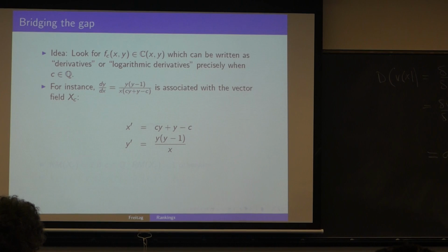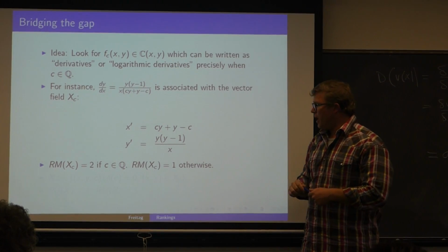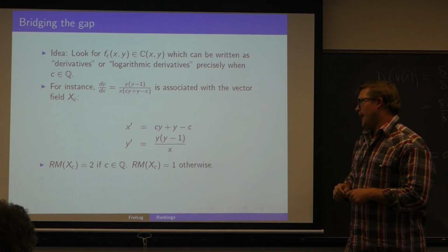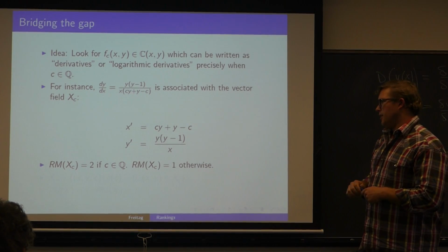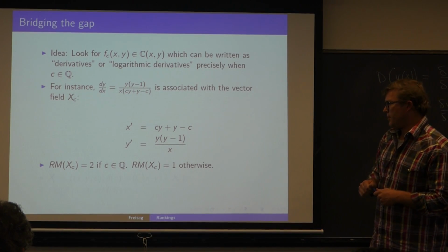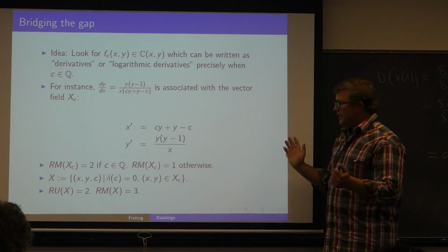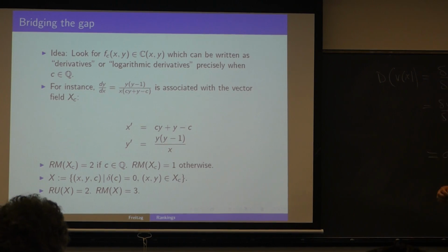So there's an order 1 equation and the associated vector field that I take, and exactly the kind of behavior that I want happens. The Morley rank of this set is 2 if C is a rational number, and the Morley rank is 1 otherwise. And it's not hard to see from that the Morley rank of the total space, where you allow all C and the constants, is 3, and the U rank of the total space is 2.